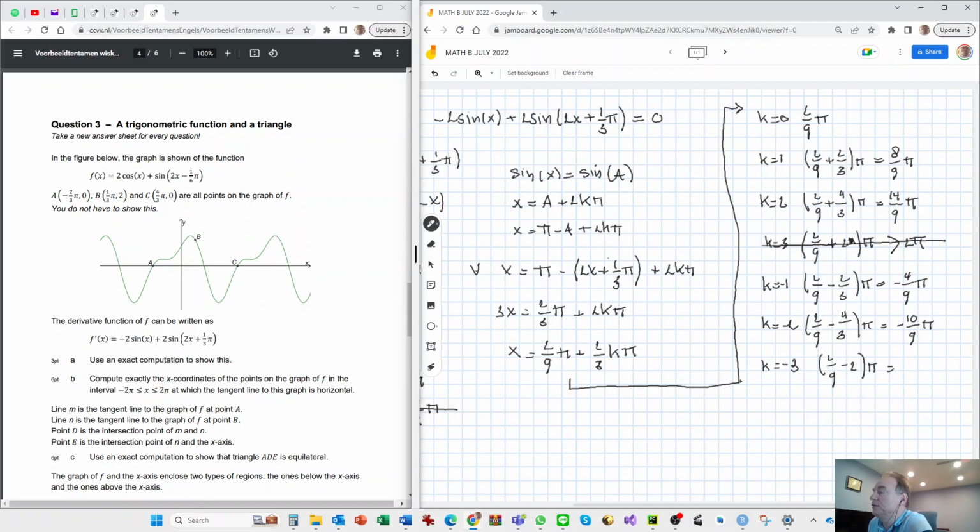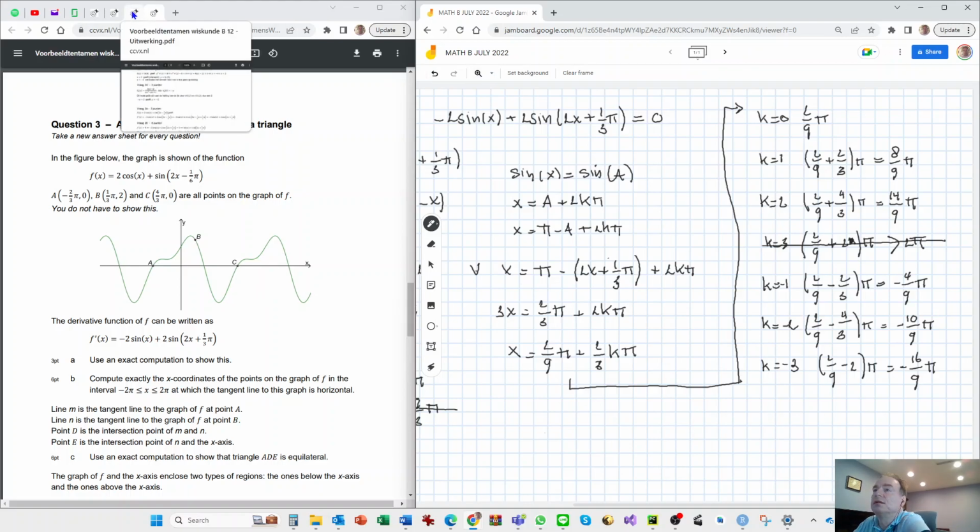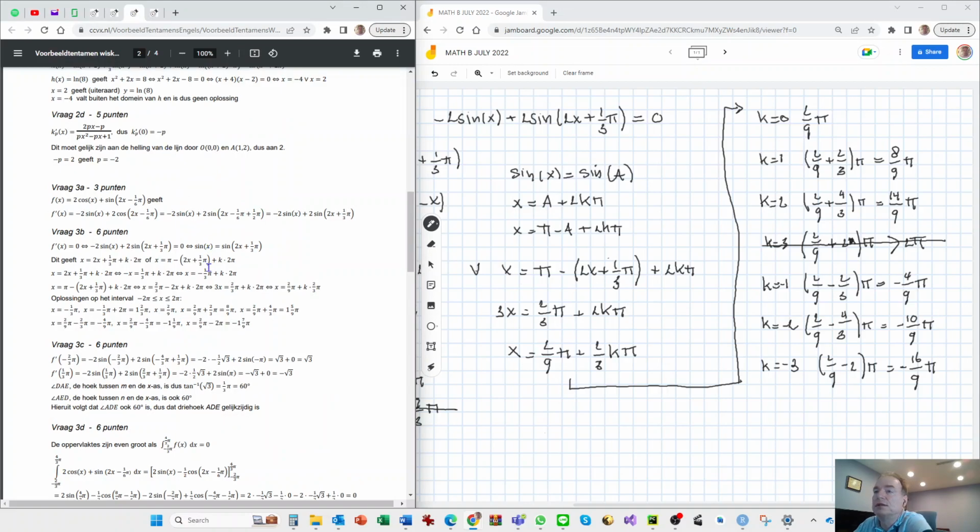So that's also still just within the interval. At 18 over 9 is minus 16 for 9 pi. Okay, I think basically that's it. Let's actually check if this is correct.